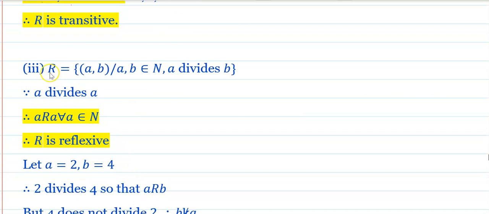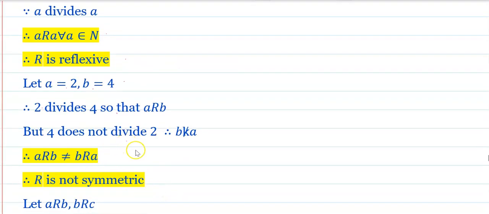Next, R is a relation A comma B, where A comma B belongs to the set of natural numbers and A divides B. Now see this here. If we take A, A divides A, then ARA for every A belonging to the set of natural numbers. R is reflexive. Now next, if I take A equal to 2 and B equal to 4, it means that 2 divides 4. Yes, so we can write ARB. But 4 does not divide 2, and therefore ARB is not equal to BRA, and hence R is not symmetric here. This is important.